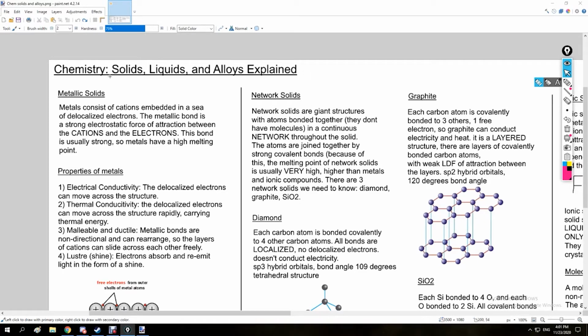Hi guys, so in this video I'm going to be explaining solids and alloys as well as briefly going over the properties of liquids. So there are four kinds of solids that we need to know: metallic, network, ionic, and molecular solids. We'll start with metallic solids.